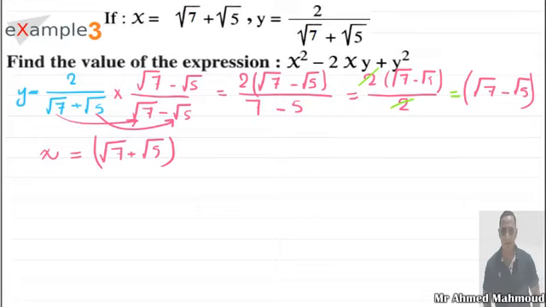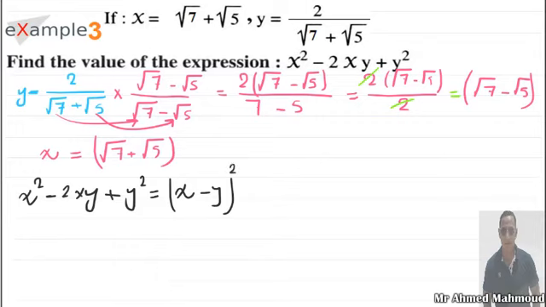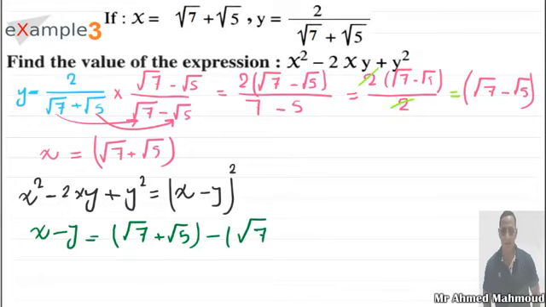This expression x power of 2 minus 2xy plus y power of 2 equal x minus y all power of 2. First we need to find x minus y. X minus y like this, it will be open bracket root 7 plus root 5 minus open bracket root 7 negative root 5. Now to do it we are going to do the following.